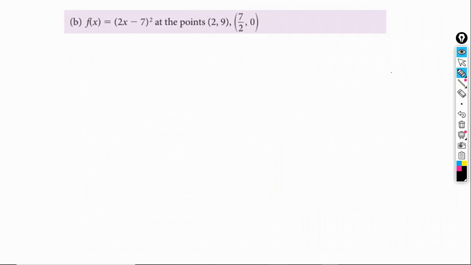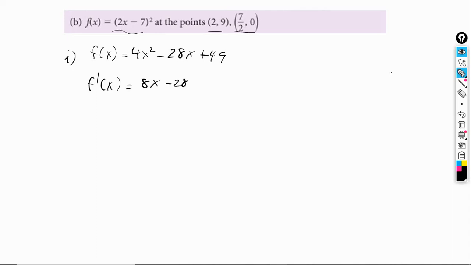Okay, so next we have letter B, f of x equals (2x minus 7) squared at the points (2, 9) and (7/2, 0). So this is the same as before. First, they want us to find the derivative. To find the derivative, we will have to expand f of x. So we know that f of x is actually the same as saying 4x squared minus 28x plus 49. Therefore, the derivative of f of x will be 8x minus 28.